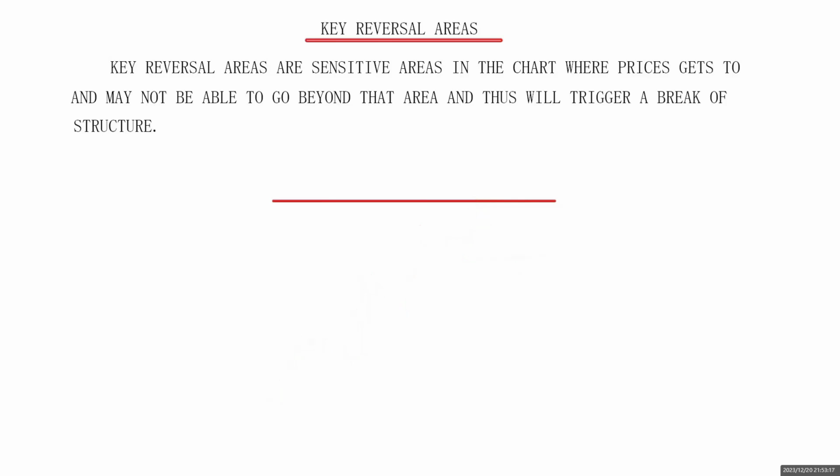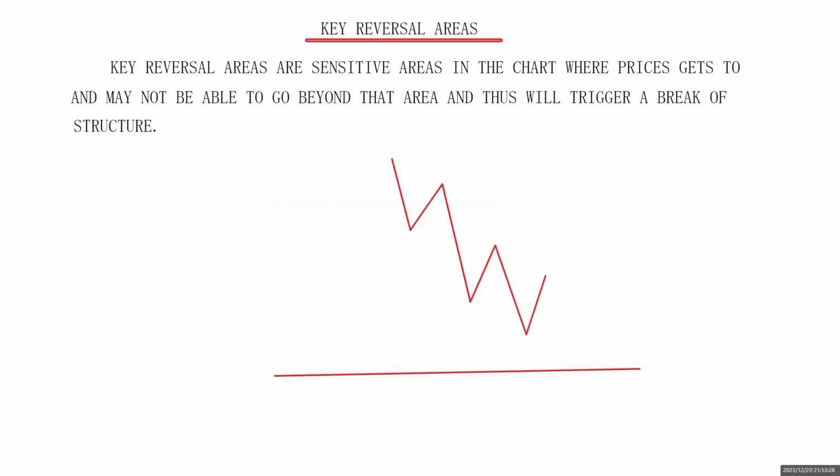Right now I'm going to do an example of a bearish structure. For example, there's a strong support area right here, and price is making consecutive lower highs and lower lows. By the time prices hit that strong support area, prices might not be able to break it, and if price doesn't break it, it would what? It will cause a change of structure.